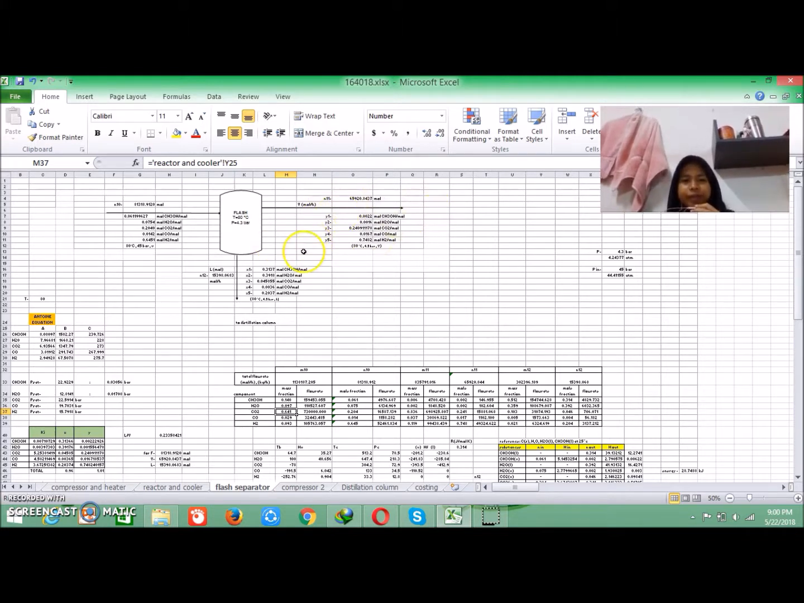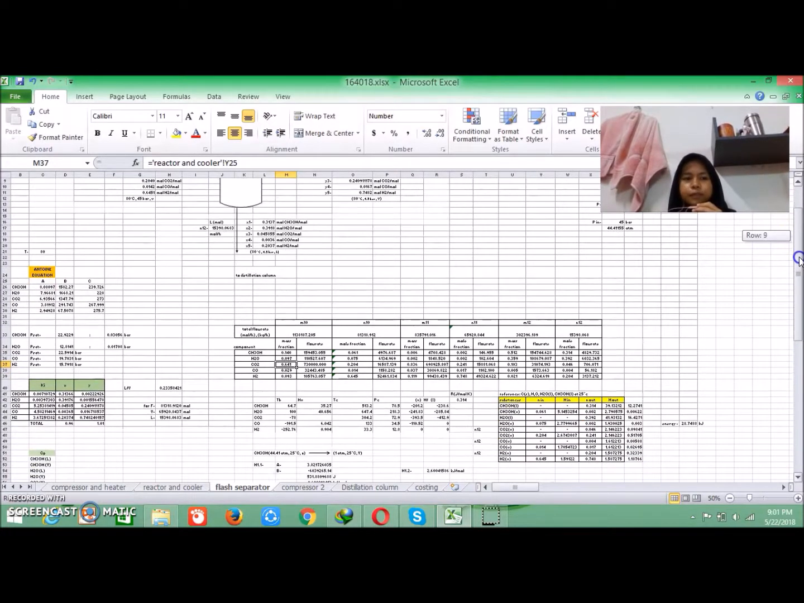delete all of them. And then this is the composition of the substances in the liquid stream. You can see that methanol has 0.3137 mole in the liquid stream, and the rest will be in the vapor stream, which is 0.0022. It's very small because we want all the methanol and water to be in the liquid stream, because it's very important to have the major part of it in the liquid stream.